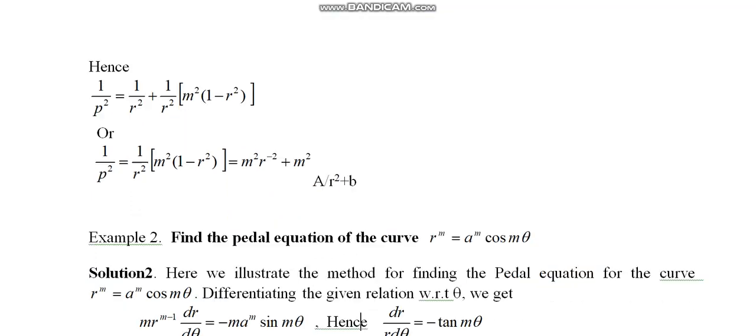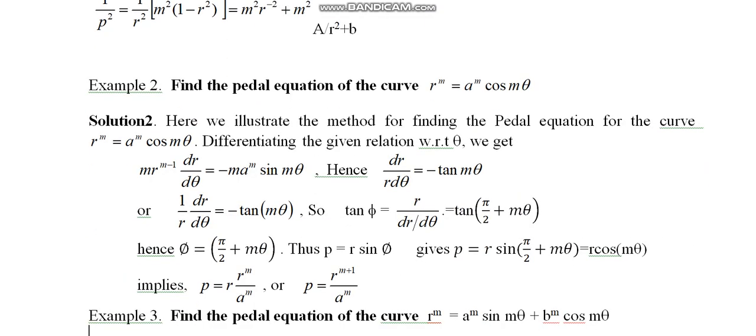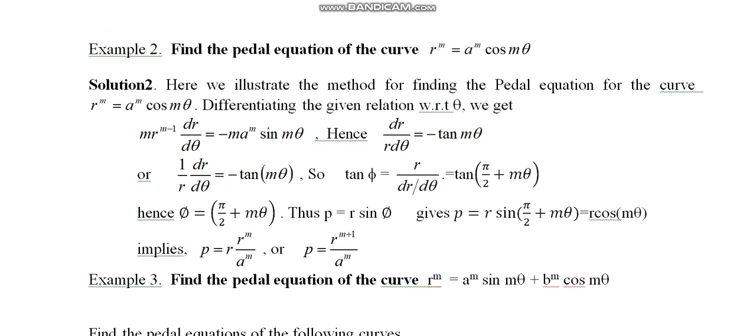So let us take another example. Find the pedal equation of the curve r to the power m is equal to a power m cos m theta. I already solved this in my previous notes, but still let us take it here. We cannot use the same form, 1 by p square is equal to 1 by r square into bracket 1 plus r dash divided by r whole square. So here we will be using the earlier method and we can find it out.